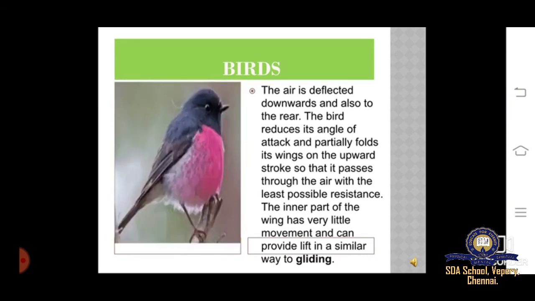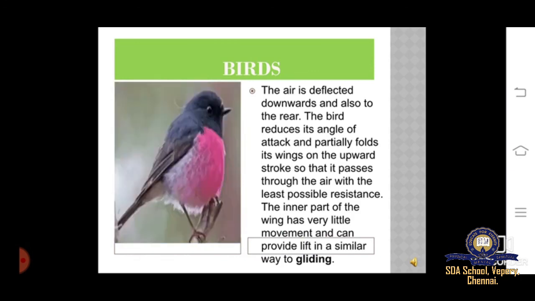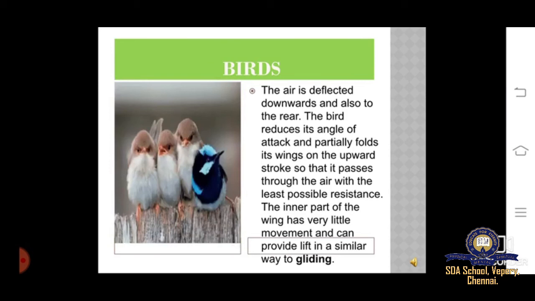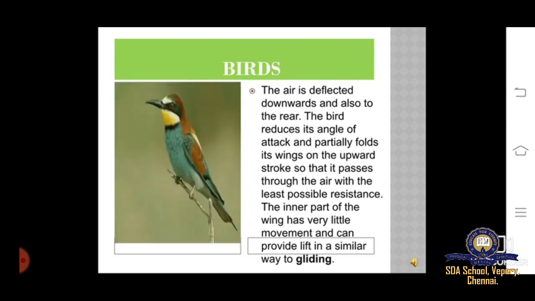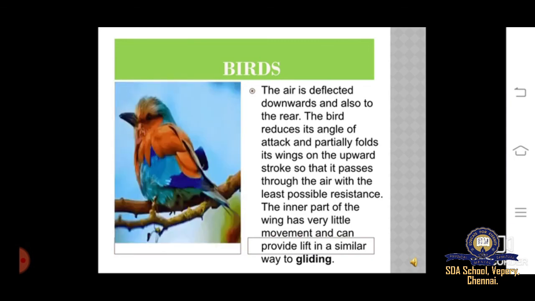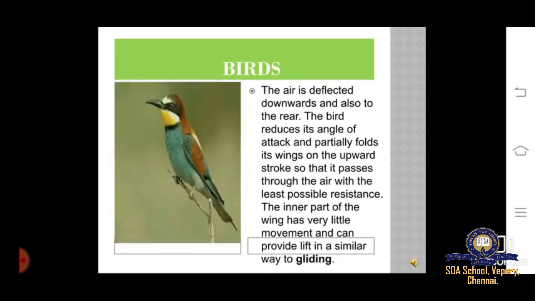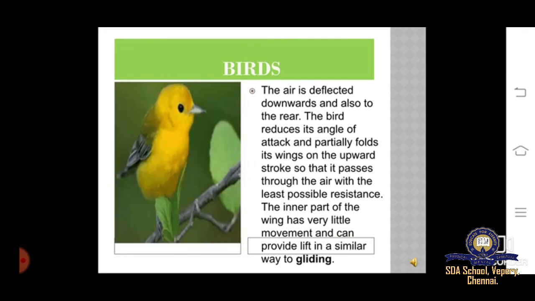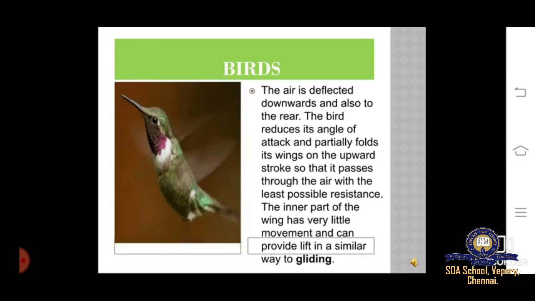Here also, what this bird is doing is reducing its angle of attack and somehow folding its wing, then it is flying. The inner part of the wing has very little movement and can provide lift in a smaller way for gliding. So it's a gliding movement. It is like a helicopter with the help of its wings. It folds one side, then lightens its body to move through the air.